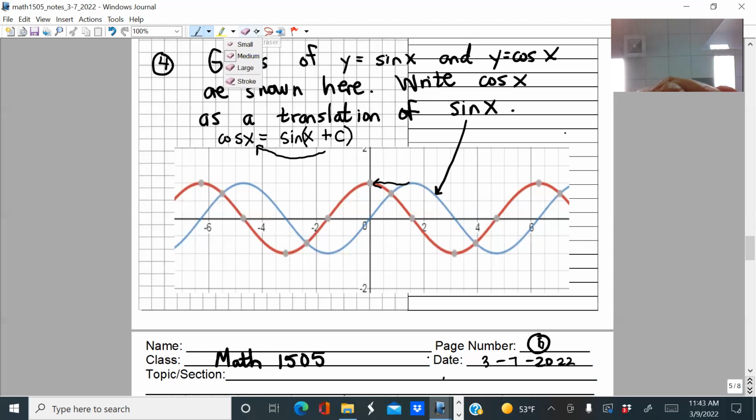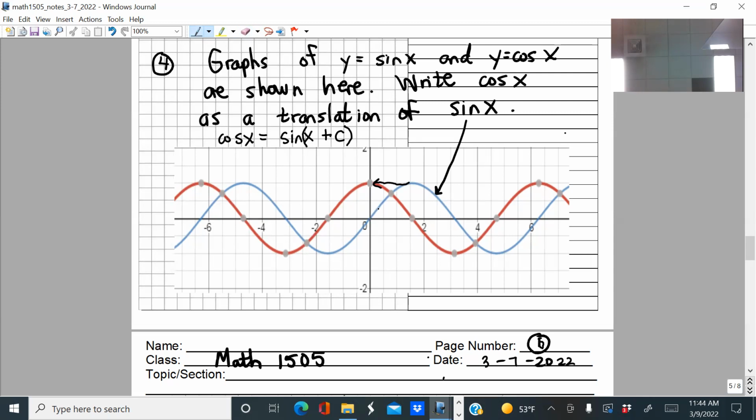Okay, so I'm going to end up with a formula that looks something like this. I just have to figure out what the c is. In other words, what's this distance? This is pretty easy to figure out from our knowledge of special angles. We know that the cosine curve at 0 begins at what? 1. But the sine curve doesn't hit 1 until what value? Sine starts at 0, right?